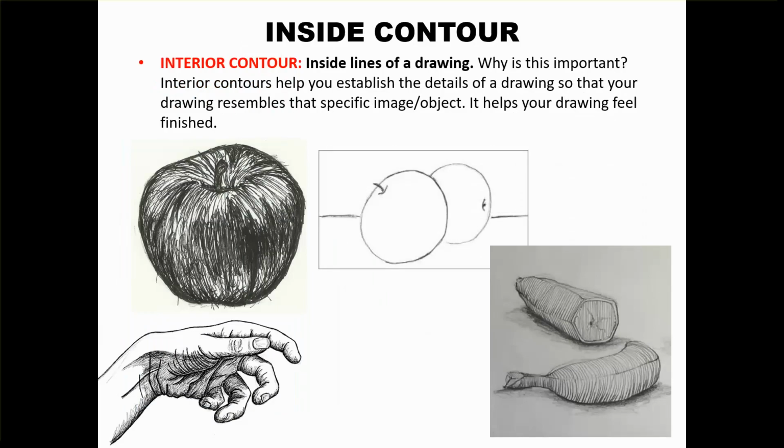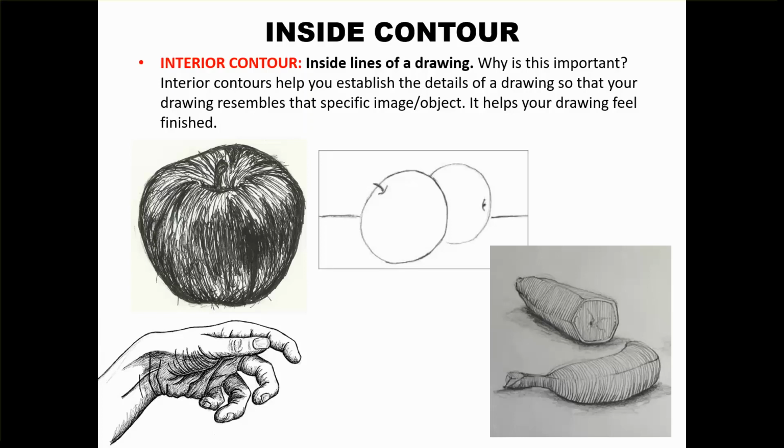And then, of course, we work our way to the interior contour, and that is always important. The interior contour is the inside lines of a drawing, and some students forget to do these. And when you do that, you get that object that is in the center. We don't know what those are. Those could be oranges, apples, tangerines, plums, tomatoes. We don't know because there are no inside details. And so the inside details help you establish the details of a drawing so that your drawing resembles that specific image or object. It helps your drawing feel finished, and that's super important.